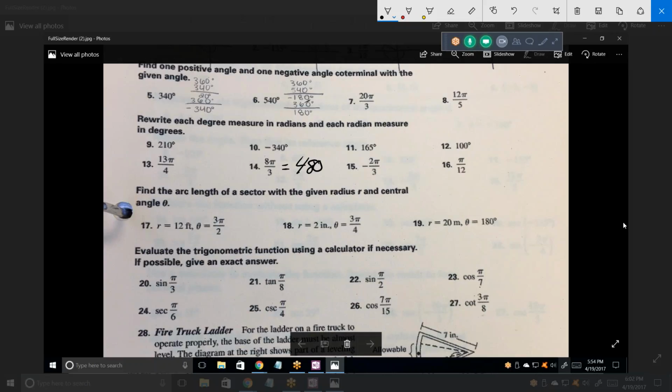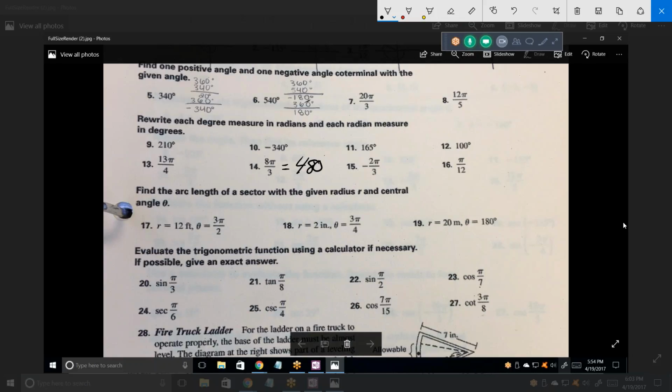Because if I would have had to use a conversion factor, I would have had to multiply by 180 over pi. And that's going to give us the same answer, but I'm going to have to use pencil, paper, and a calculator to do that. I didn't have to use any of it to do it my way. In other words, as long as I knew what pi over 3 was, that's pretty easy to know, then 8 pi over 3 is just 8 times 60 degrees.